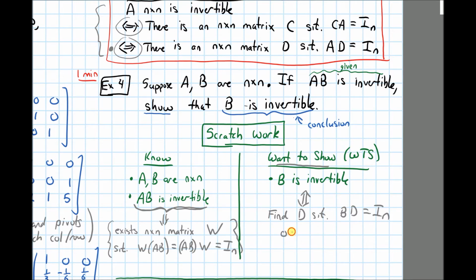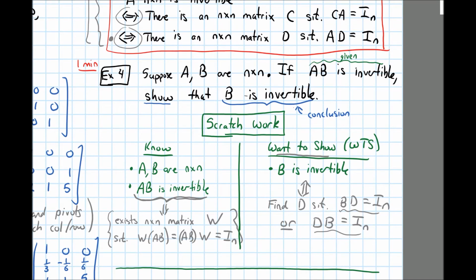So if I can show that there's a matrix D that I can multiply on the left-hand side of B, and that equals the identity, in either scenario, either this one or this one, B is going to be invertible. So that's what this part of the invertible matrix theorem says. Okay. So if I can show this thing right here, I'd be done because that implies that B is invertible. In fact, it's equivalent to showing that B is invertible.